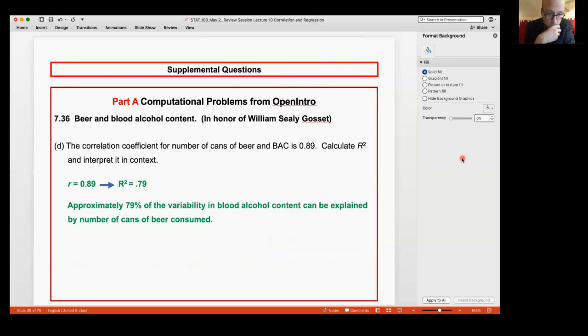R squared. It says to estimate or calculate R squared. So if R is 0.89, R squared is 0.79. We basically, in essence, do that by, if I can show you. Just keep in mind that the correlation coefficient is different than the R squared here. And the main interpretation is that variability in blood alcohol content is explained by about 79% of the outcome.